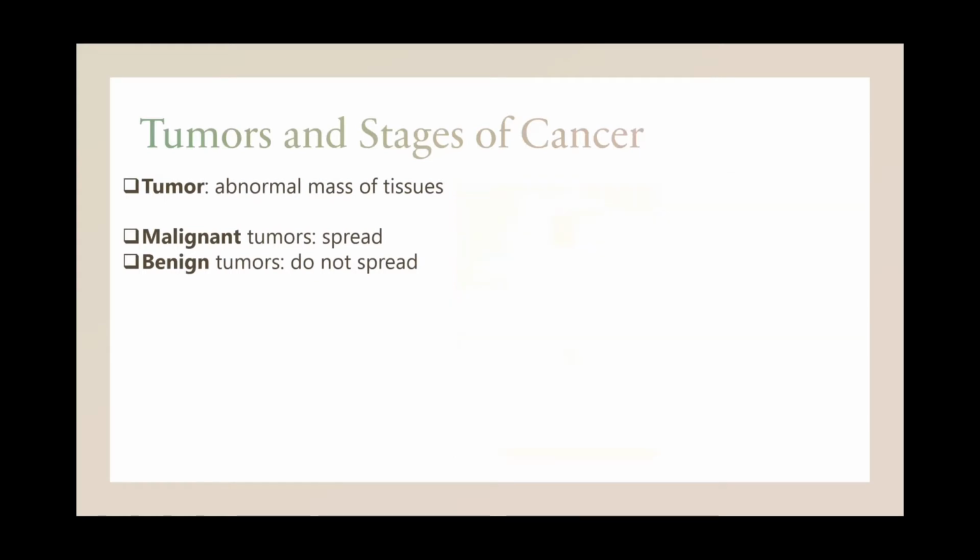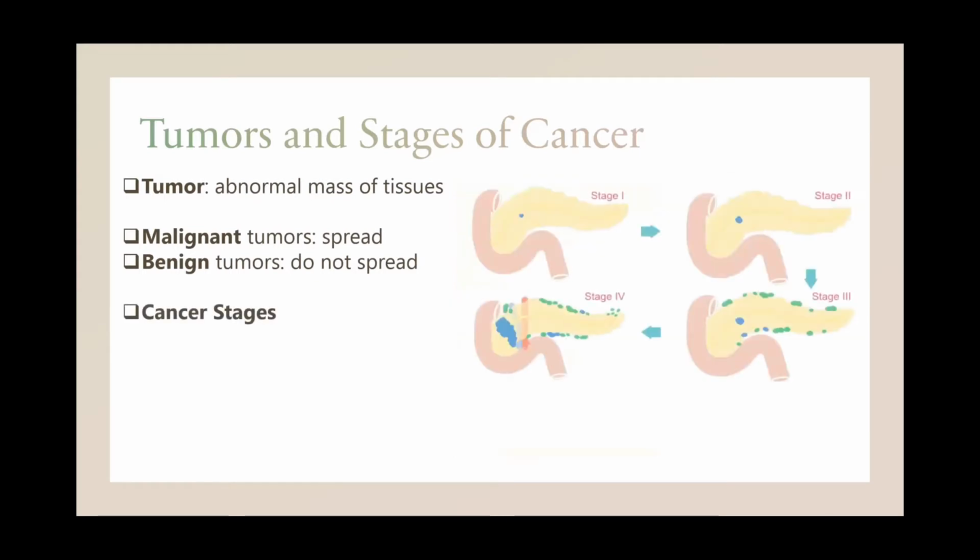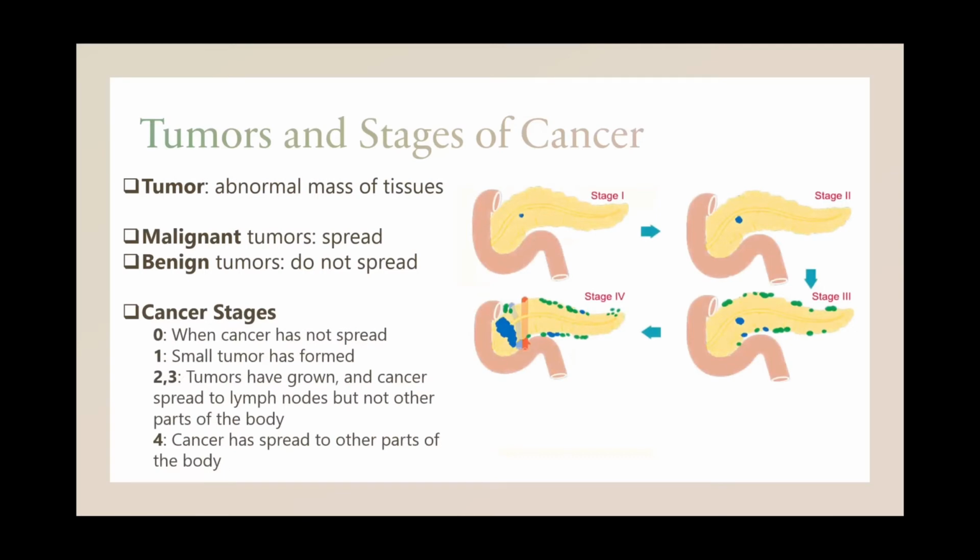There are 4 stages in the development of cancer. Stage 0 is when the cancer has not spread anywhere. The first stage is when a small tumor has formed. The second and third stages are when tumors grow and spread to lymph nodes, but not other parts of the body. The fourth stage is when cancer starts to spread to other parts of the body.